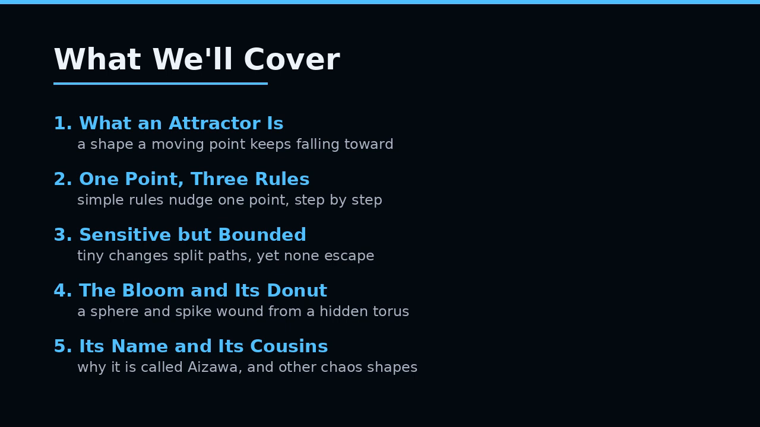Here's the plan for this strange shape. We'll cover 5 ideas in a clear path. First, what an attractor actually is. Then the point, the rules, and the endless path. Finally, the bloom that chaos folds into.